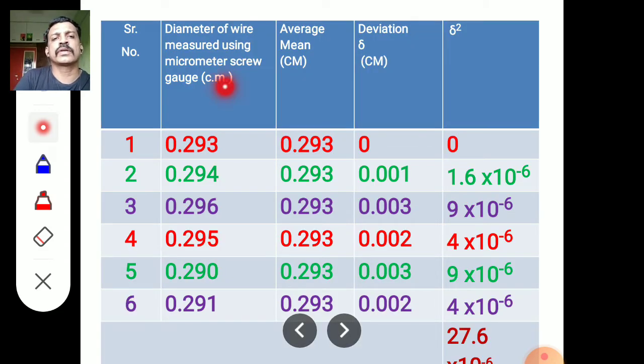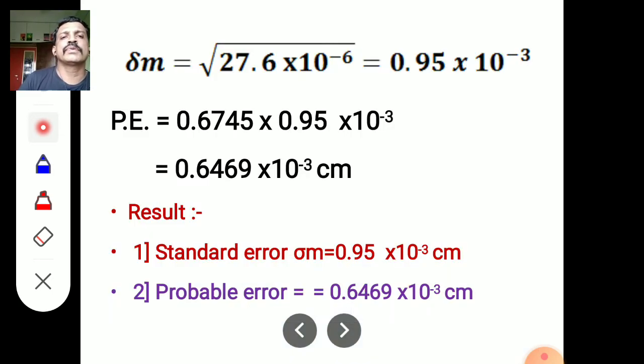So these are the different readings you have been given. Here we take the average, that is 2.93. If we take the sum of all these and divide by 6, you get this value, that is the average mean. Then we subtract this average mean from each reading, so you get the deviations, and then we square them, and this is the sum of all the squared deviations. Delta t is the square root of 27.6 into 10 raised to power minus 6. It is nothing but 0.95 into 10 raised to power minus 3.